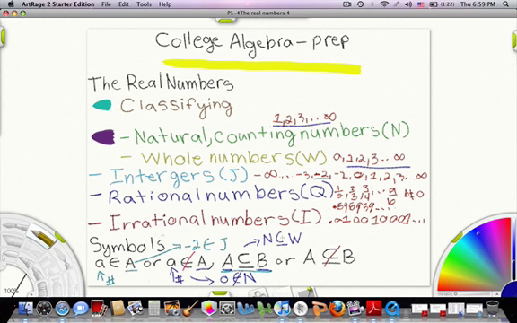So the natural number members are in the whole number members, and that's true because you could almost just slap that in right there.